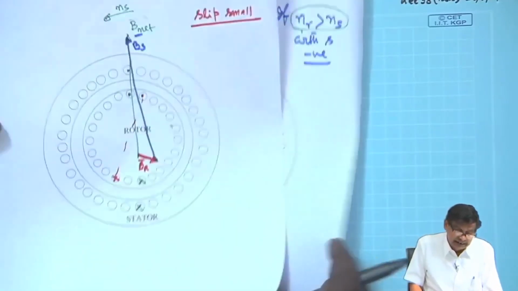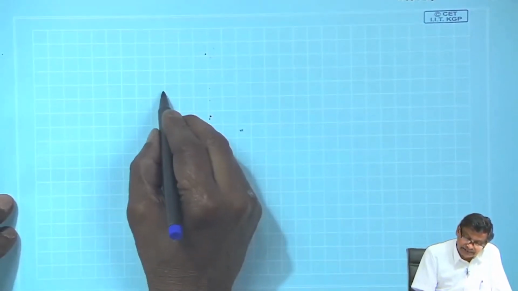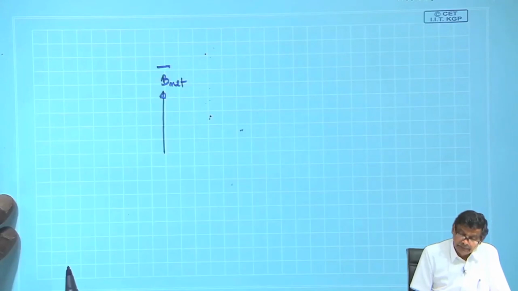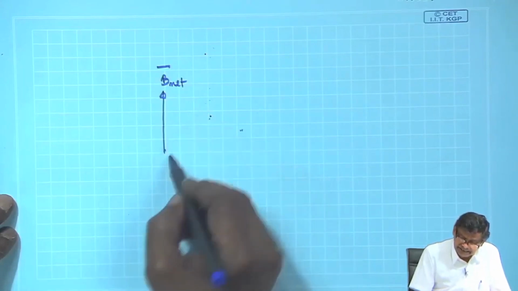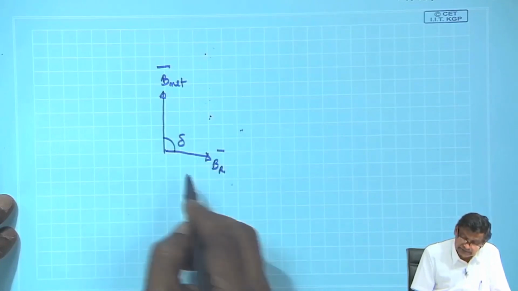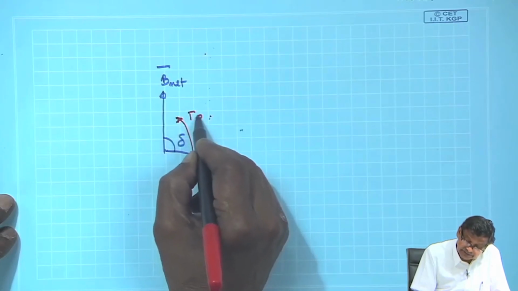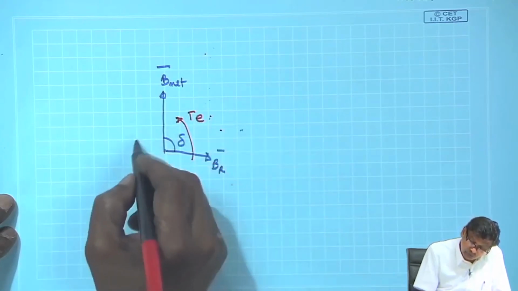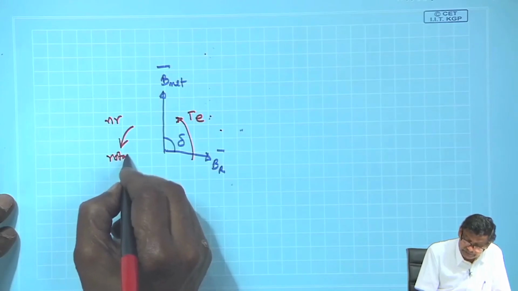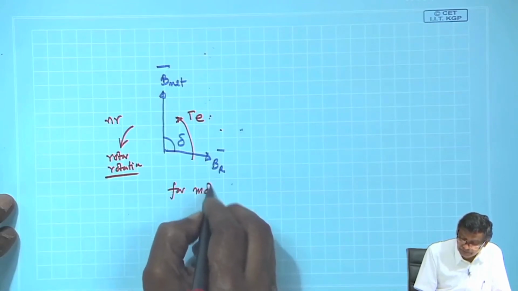Henceforth, I will just tell you one thing, that in any machine, if there is a net field, this is the conclusion I want to draw: B net, rotor field BR will be there, this angle is delta and this will be the situation, and electromagnetic torque is in this direction, direction of rotation of rotor N R also in the same direction, rotor rotation.